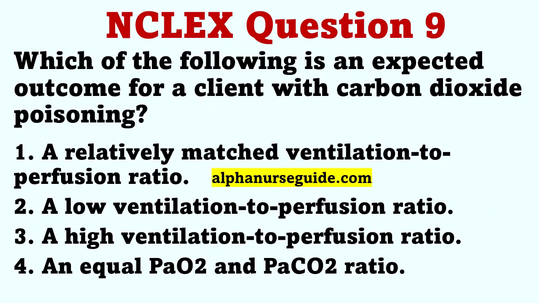Which of the following is an expected outcome for a client with carbon dioxide poisoning? 1. A relatively matched ventilation to perfusion ratio. 2. A low ventilation to perfusion ratio. 3. A high ventilation to perfusion ratio. 4. An equal PaO2 and PaCO2 ratio. The correct answer is 1.